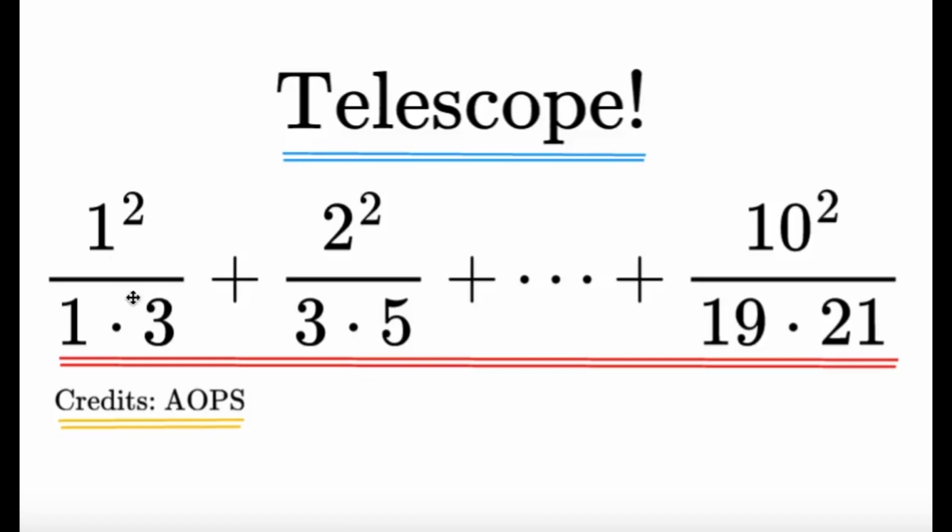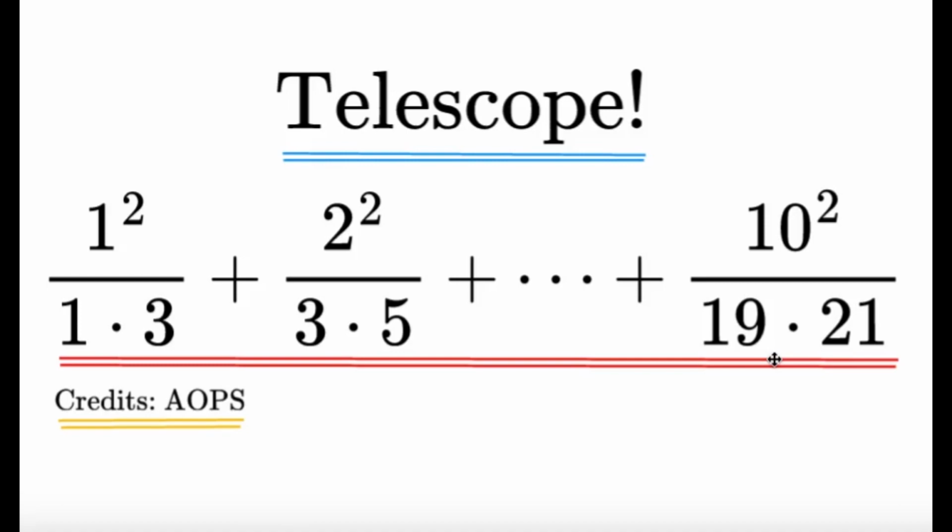Here's an item on summations. Evaluate 1 squared over 1 times 3, plus 2 squared over 3 times 5, plus so on and so forth until 10 squared over 19 times 21. Credits to the Art of Problem Solving community for this question.